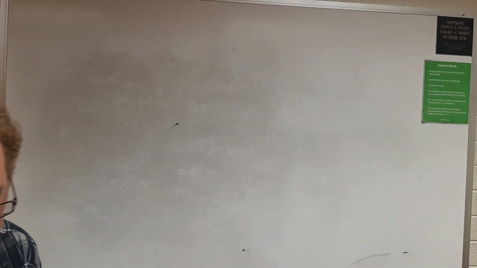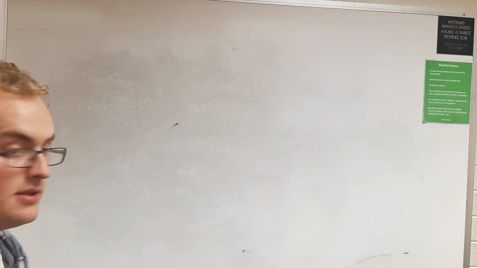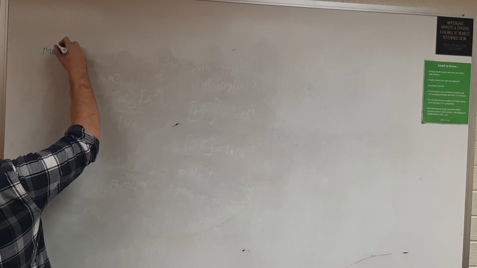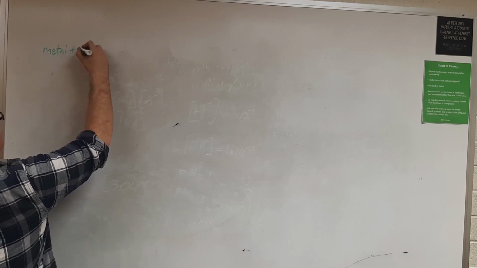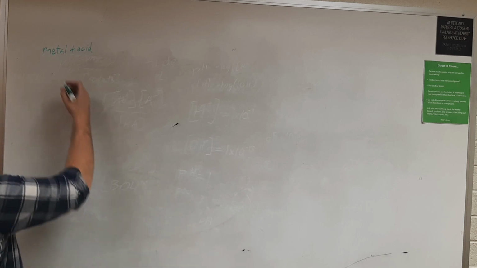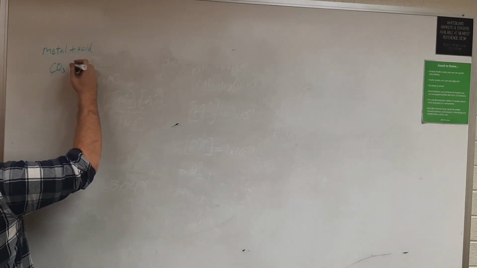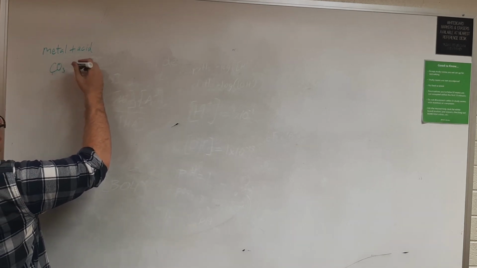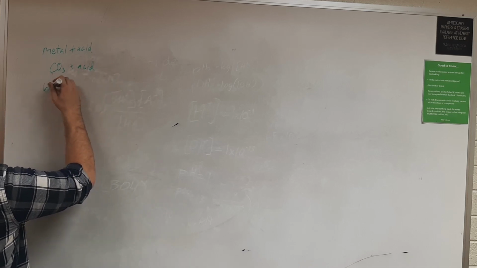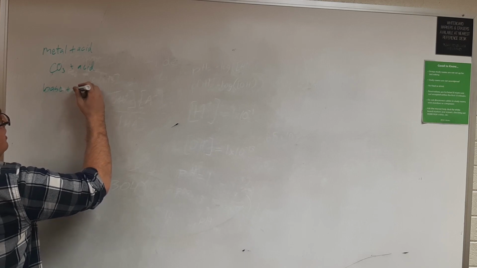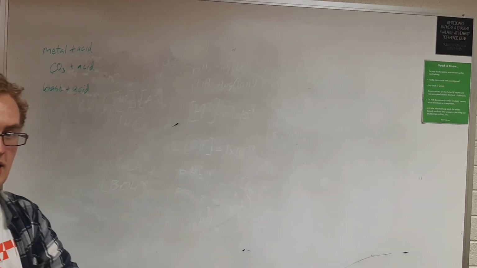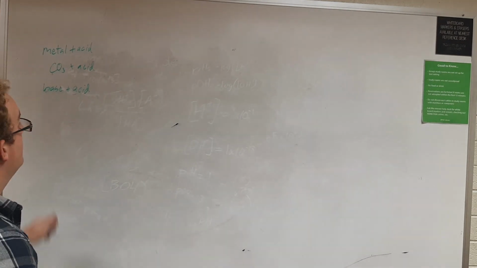Okay, so we're going to talk about 3 kinds of reactions that happen with acids. We'll have a metal plus acid, then a carbonate compound plus acid, and then a base plus an acid. This last one is specifically called neutralization. It's like you're canceling out the effects of both of them.